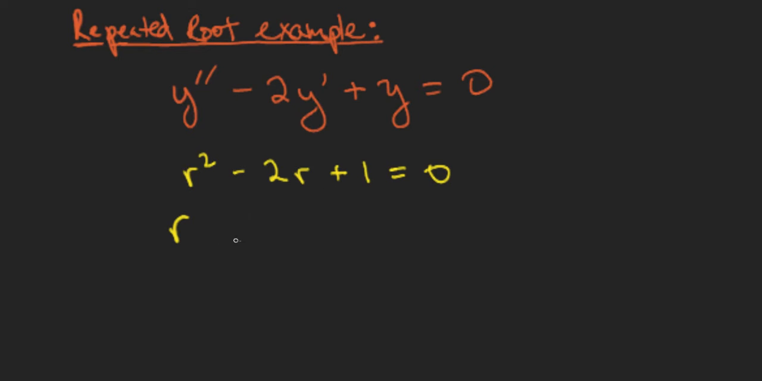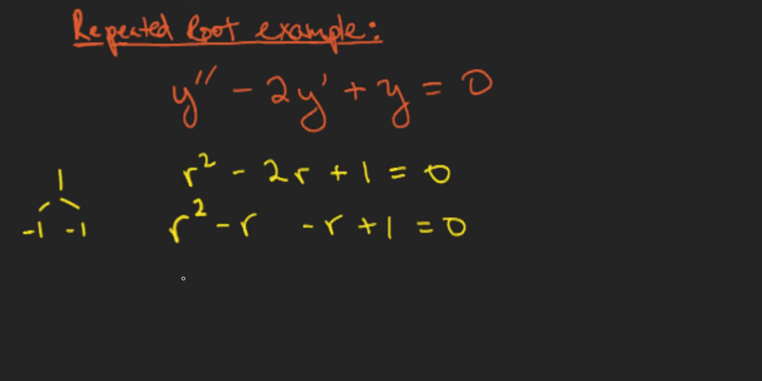Hopefully you can just see that's r minus 1 squared, but just in case you can't, the factors of 1 that add up to -2 are -1 and -1. I've seen a lot of people suffer in differential equations due to their lack of mastery of their foundations, and it comes back to haunt them, whether it's factoring or integration or whatever.